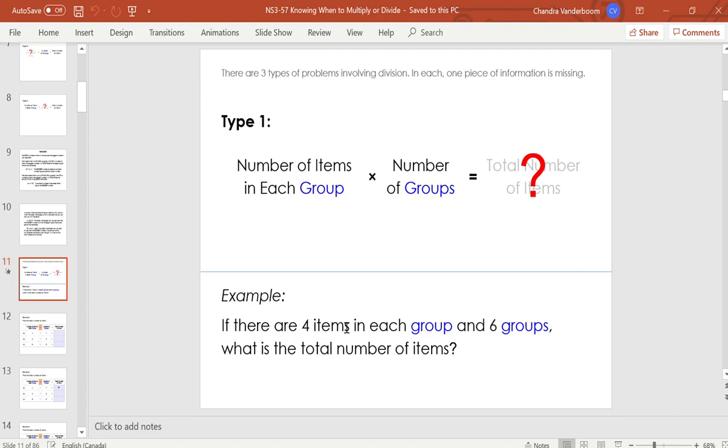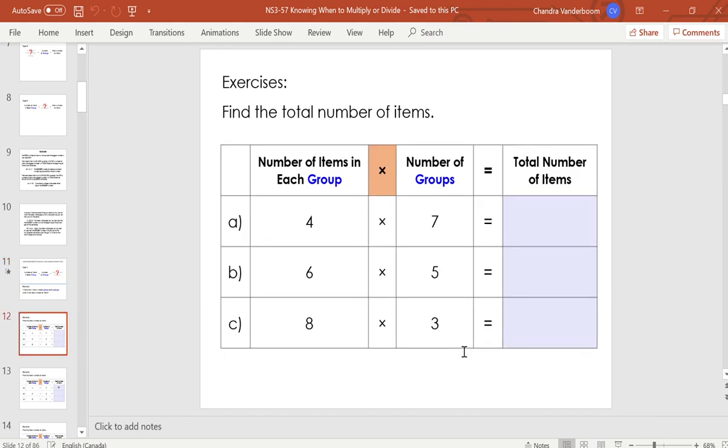If there are 4 items in each group and 6 groups, what is the total number of items? So you can see in this question, we know how many items are in each group. We know how many groups are all together, but we don't know how many we have in total. So when you read this kind of question, you know that we want to do multiplication to figure it out. So it would look like this.